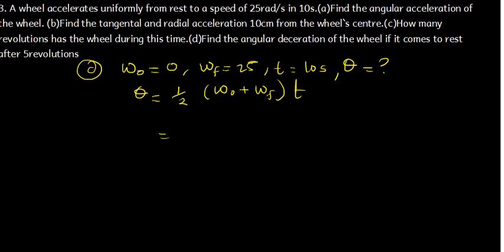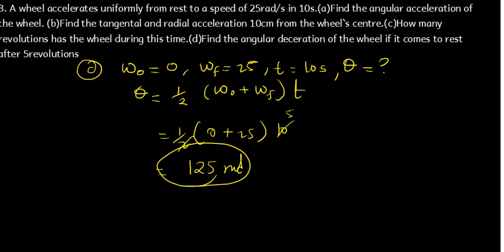So that is going to give us half. It was coming from rest, so the initial was 0, the final speed was 25, and the time was 10. So 2 can go into 10 five times. 0 plus 25 inside here is 25, so 25 times 5 is going to give us 125. This is going to be in radians. So this is the distance that was covered, theta.